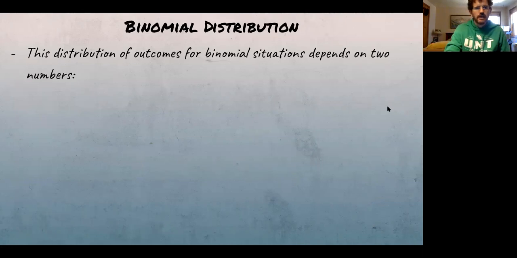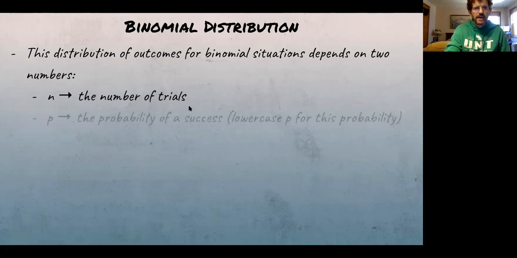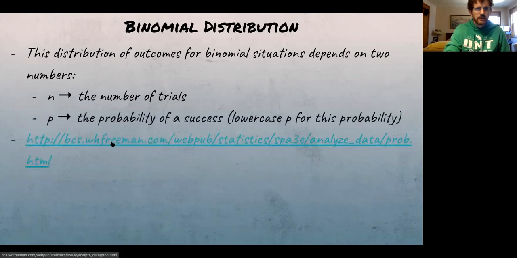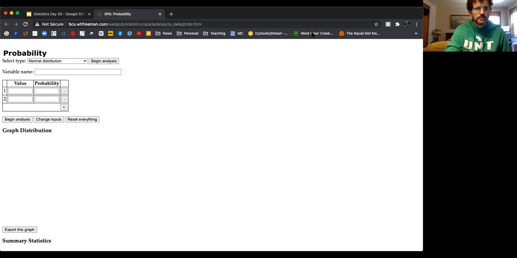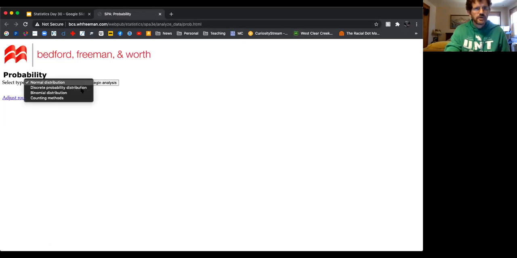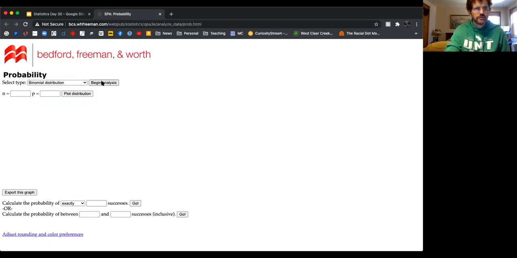And it depends on two numbers to figure out what the distribution is going to be: the number of trials and the probability of success. We're using lowercase p for probability, though that lowercase p is also used for population proportion, but we won't worry about that right now. So this is just a way of showing the binomial distribution. And now I can put in the N and the P.